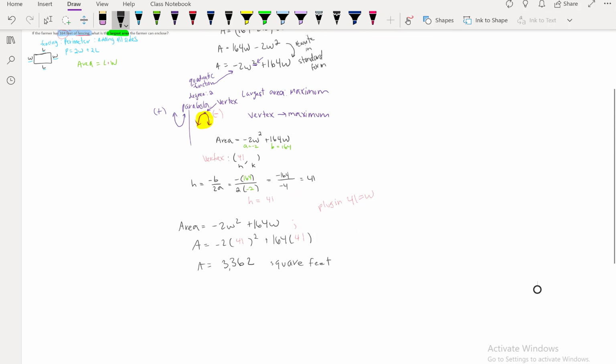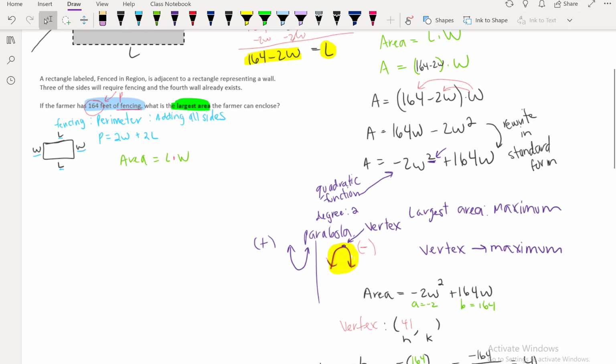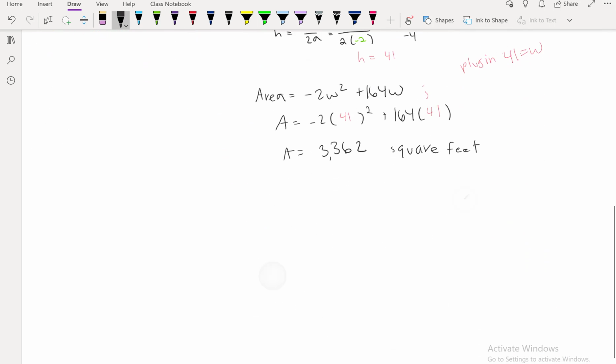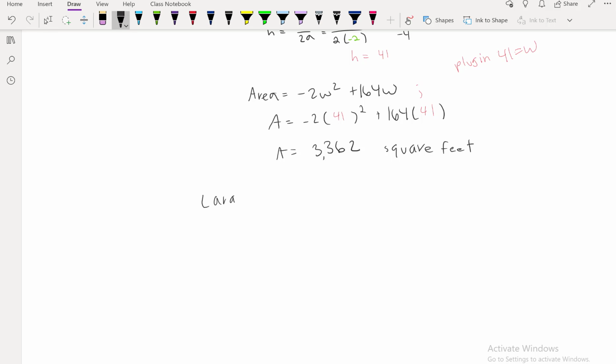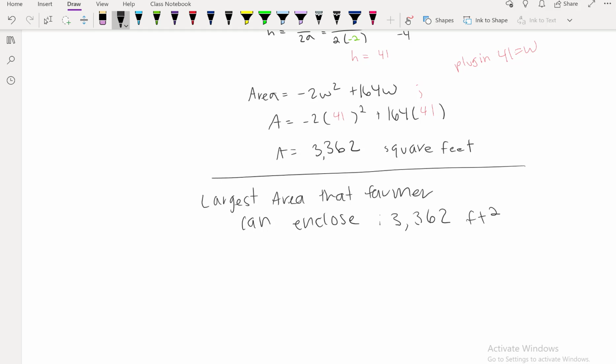So remember, this all started with my question. It says, if the farmer has 164 feet of fencing, what is the largest area the farmer can enclose? So this is the largest area that the farmer can enclose. Okay, so my answer here is 3,362.